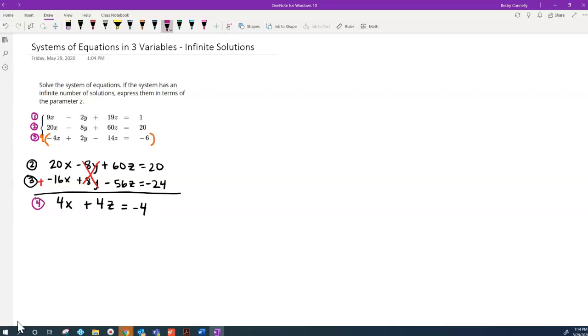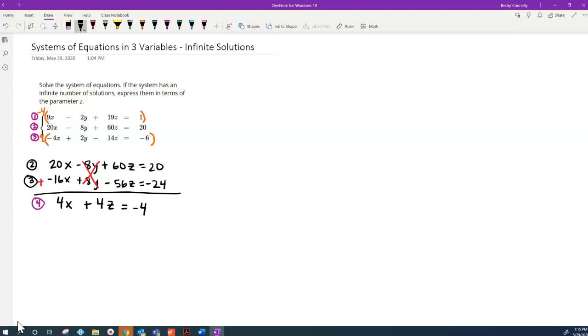To find our next equation, equation 5, I'm going to take two of the other equations and eliminate the same variable. It's always really important that we eliminate the same variable. So I'm going to take this top equation this time and multiply it by a -4, because then -4 times -2 gives me a positive 8y, and when I add that to the -8y, my y's will eliminate again. That was what I was trying to do.